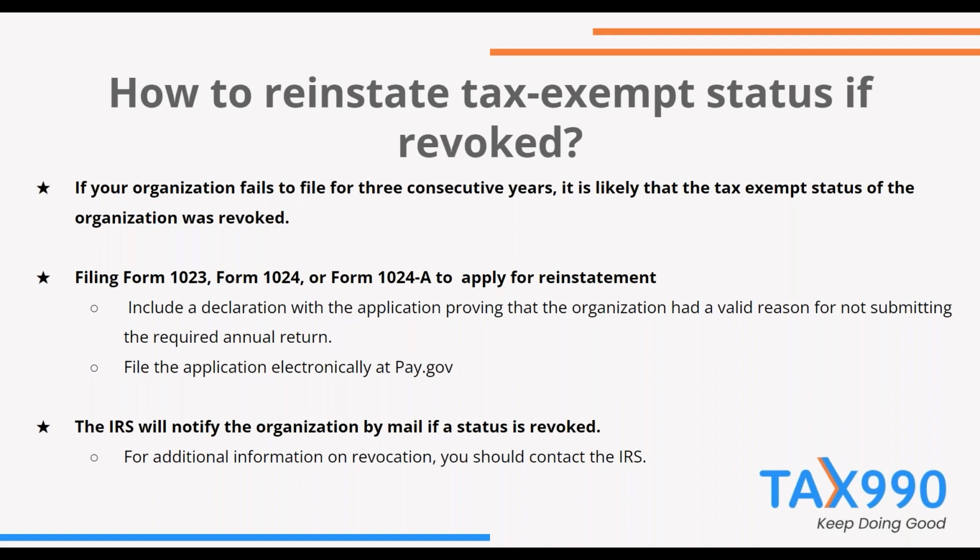As I mentioned, a lot of times the IRS will request that you back file missed years. So it's important that you take care of those things as well, but you still need to reapply for tax exempt status. So in addition to the 1023, you may also have to do the 990 series forms. For additional information on revocation, you should contact the IRS directly.